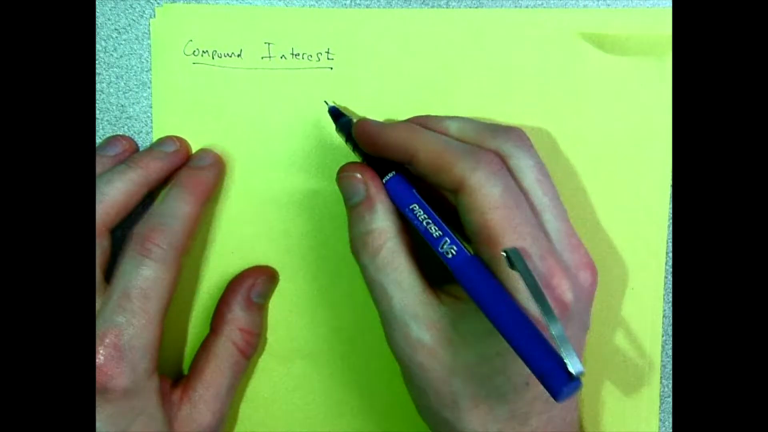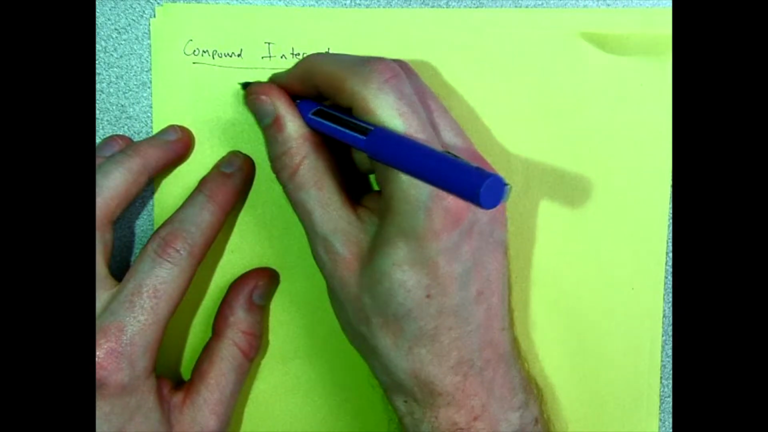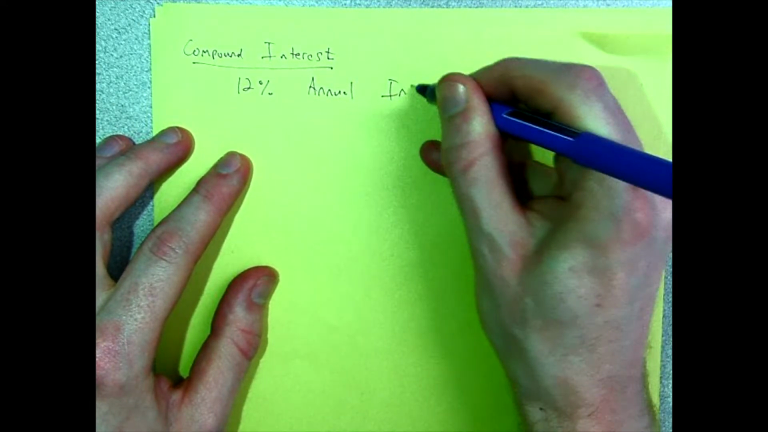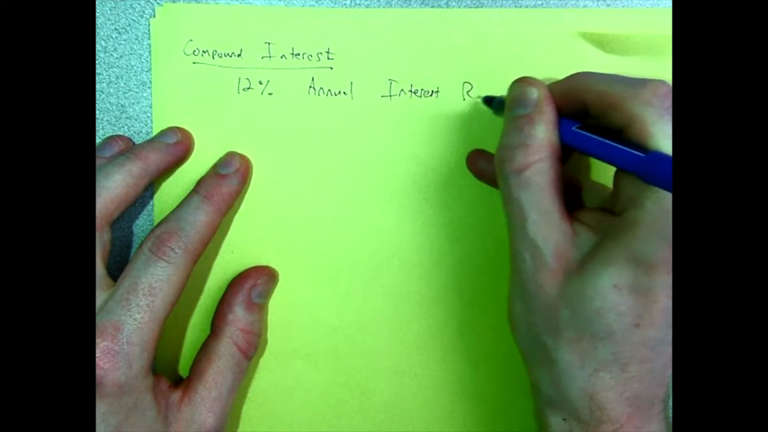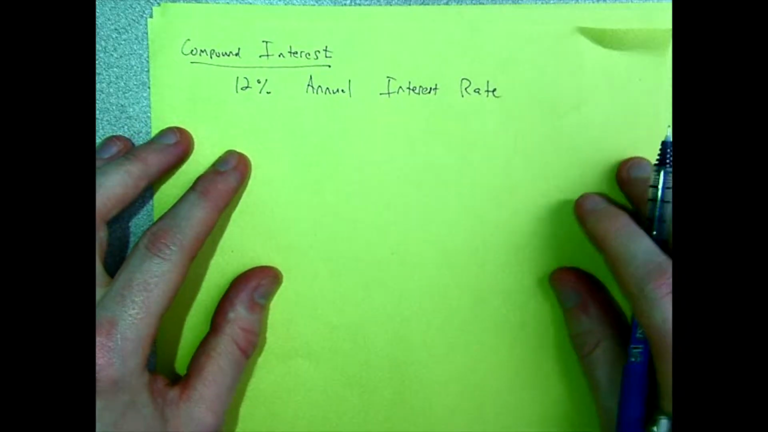There we go. So let's suppose that a bank claims that they have an account with a 12% annual interest rate. That sounds pretty straightforward, but it turns out there are actually a bunch of different ways that could happen.